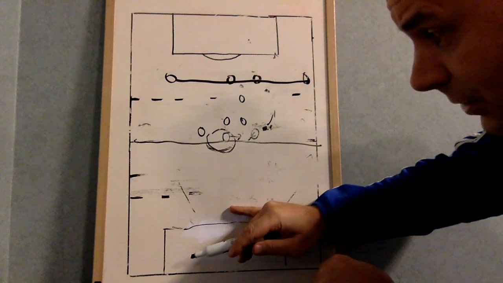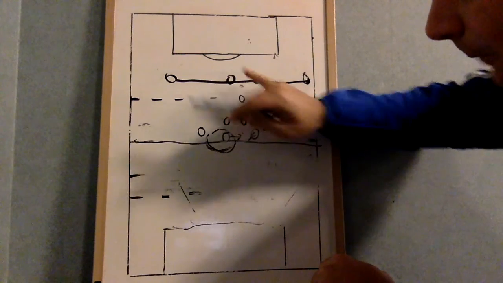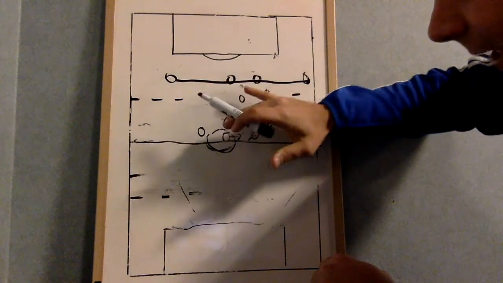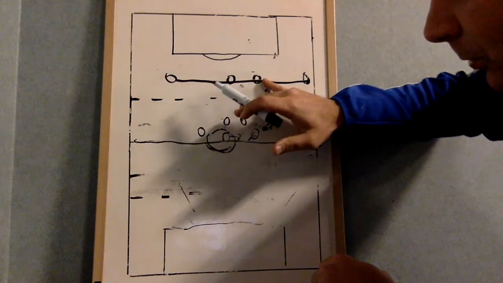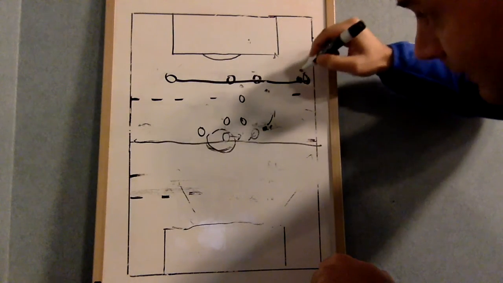defensive organization. Once you win the ball, attacking transition. Once you move up the field and you get positioned, attacking organization. Once you lose the ball, now it's defensive transition.